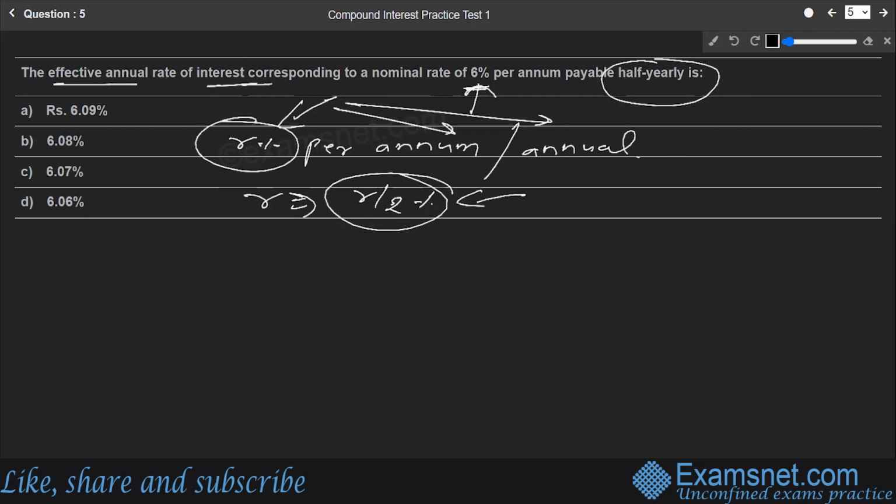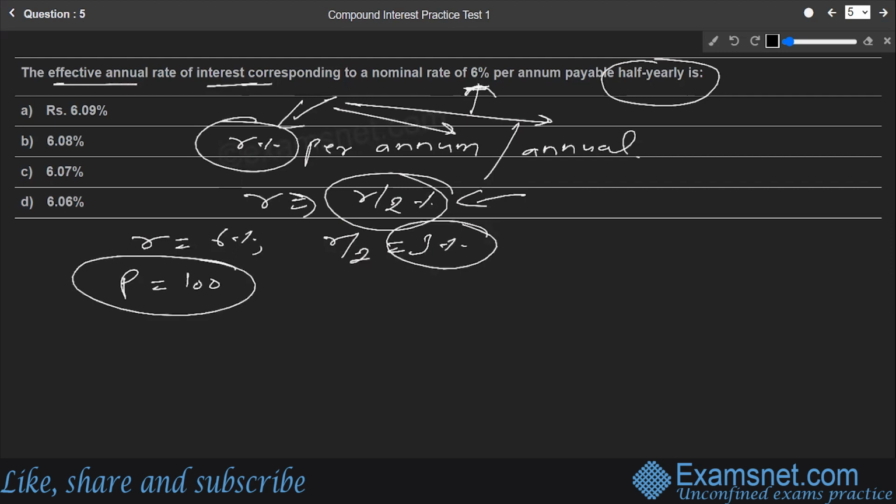So the r value in the question is given as 6%, so r by 2 will be 3%. So now for half year tenure, the rate of interest applicable will be 3%. So if we find out like that, we have to find out the effective annual rate. So let us assume the principal value as 100, because it is easy to apply any percentage on 100. So if the principal value is 100, how much will be the amount payable half yearly with a rate of interest of 3%? Let us find out this first.